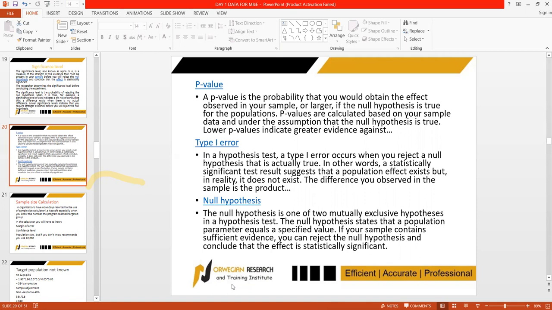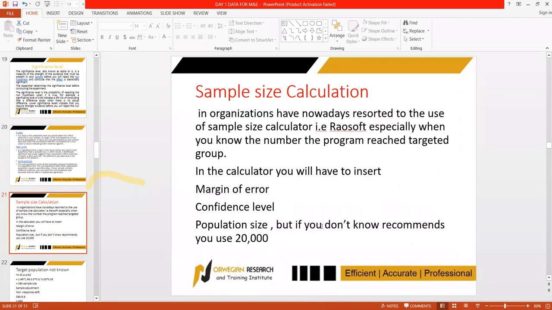And what if I violate collecting the right sample? What will happen? Can I proceed with my analysis? Will it be correct? Can I generalize the information? Those are the key questions that I will be interested in answering. That now brings us to sample size calculation.